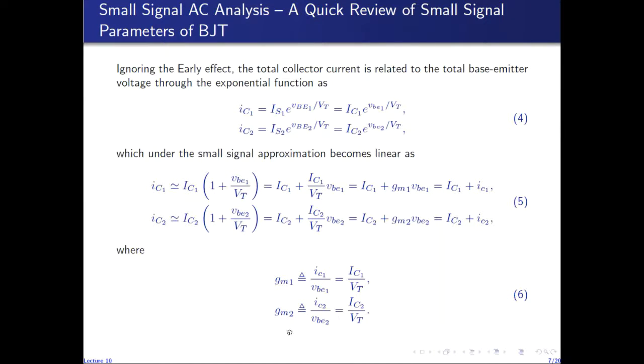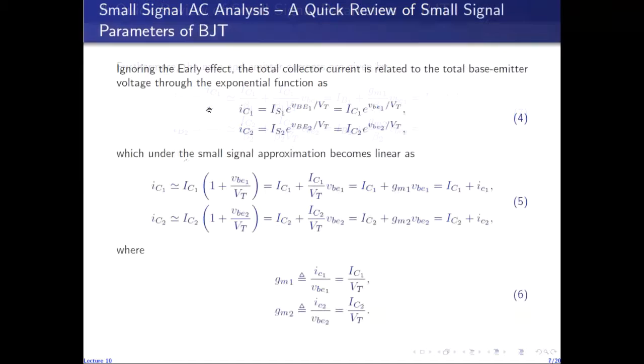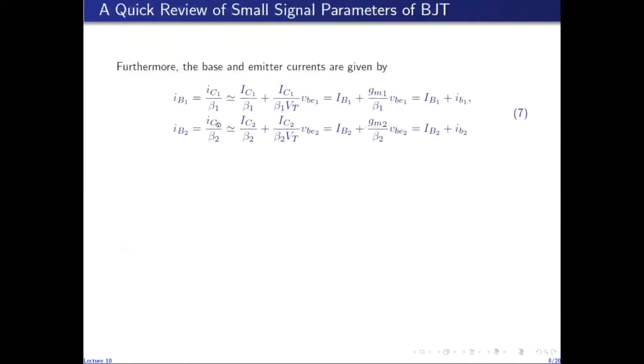And similarly for the second transistor as well. We know that the base current is 1 over beta times the collector current. So we divide the two collector currents with the respective beta values, and we designate the first term in the two equations as the DC component of the base current, and the second term as the small signal component of the base current, in which we write IC1 over VT as GM1 and IC2 over VT as GM2.